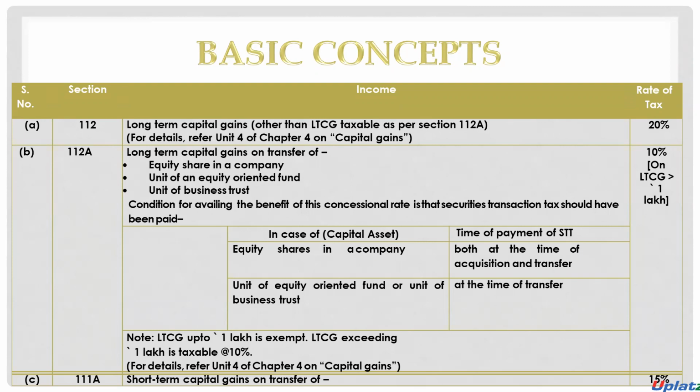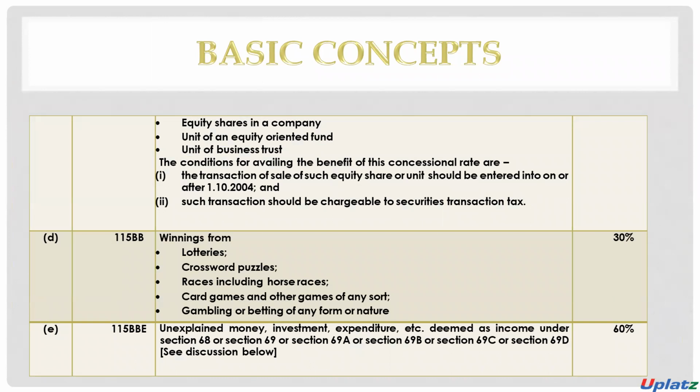Third point, section 111A, short-term capital gain. If there is any short-term capital gain which arises on the transfer of equity share in the company, unit of equity oriented fund, and unit of business trust, and the condition for availing the benefit is met, then such short-term capital gain will be taxable at the rate of 15%.